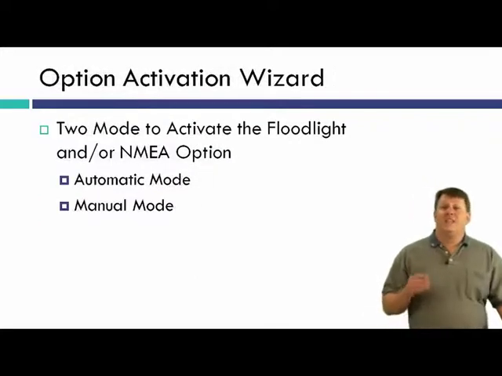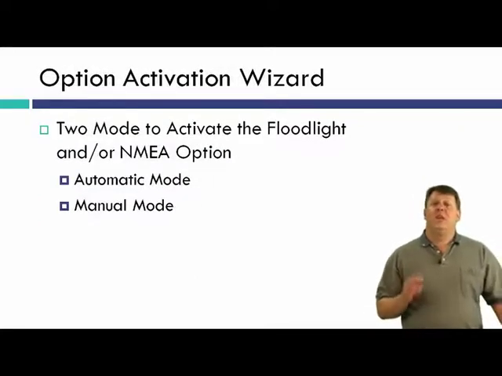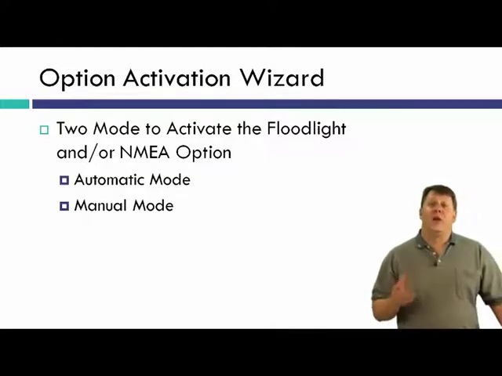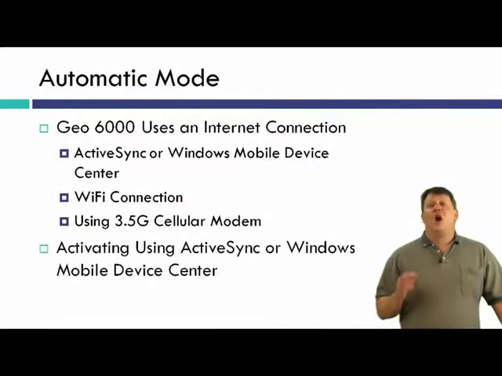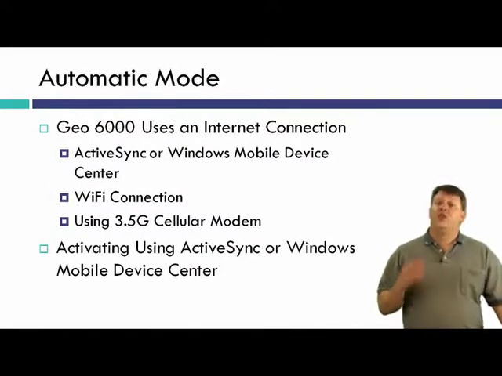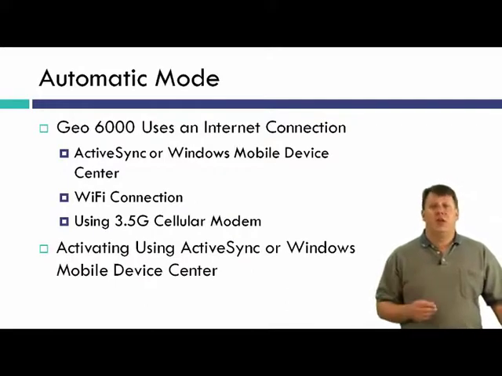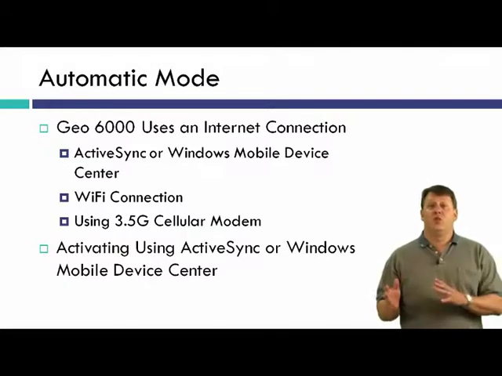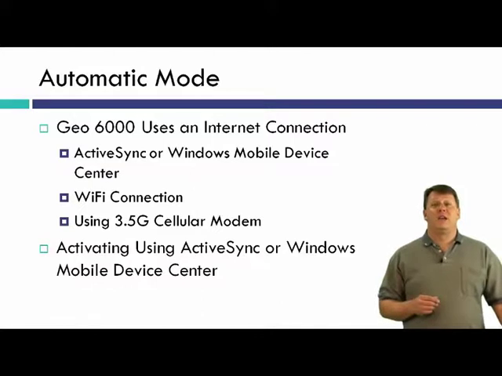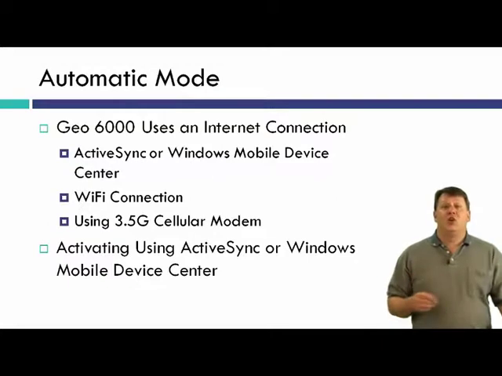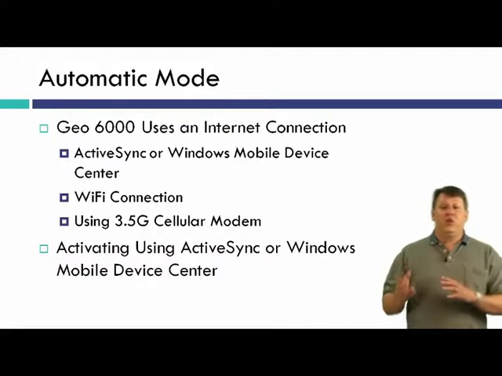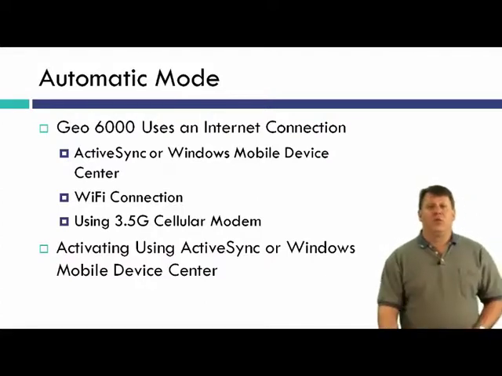There are two ways that the floodlight and/or NEMA option can be activated. One way is doing it automatically, and another way is doing it by a manual method. For automatic activation to occur, the Geo needs to be connected to the internet. This can be done by using an ActiveSync or Windows Mobile Device Center connection between your receiver and your computer, a Wi-Fi connection, or by using the 3.5G cellular modem. We're going to show you how to activate the option on your device by using an ActiveSync or Windows Mobile Device Center connection.